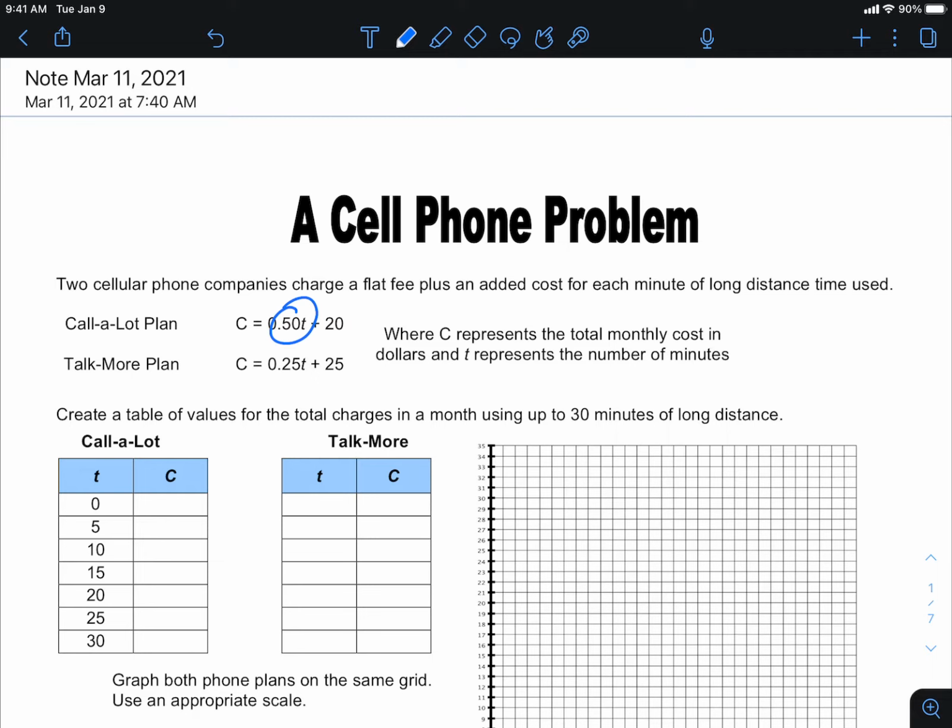You've got a flat rate or a starting value, and then you have how something's changing if you do something else, right? If you use more data, if you talk on the phone, that sort of thing. That's what's going on here, right?